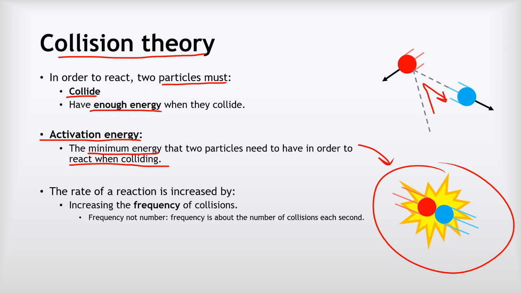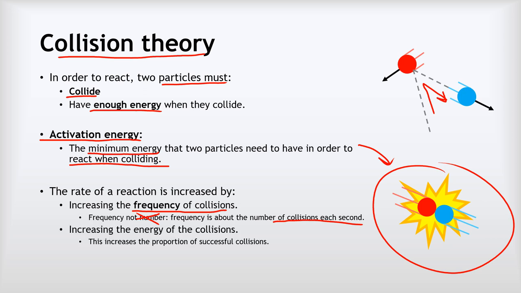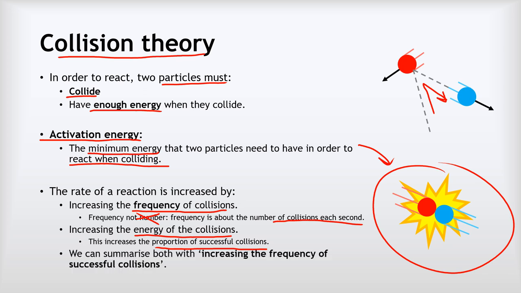Now, in order to increase the rate of reaction, we can increase the frequency of collisions. That means the number of collisions each second. We're not going to say the phrase number of collisions, just frequency. And we can also increase the energy of the collisions, because that will increase the proportion of successful collisions that meet the activation energy. And we can summarize those two with this key phrase that you're going to see a lot on this PowerPoint. We talk about increasing the frequency of successful collisions.